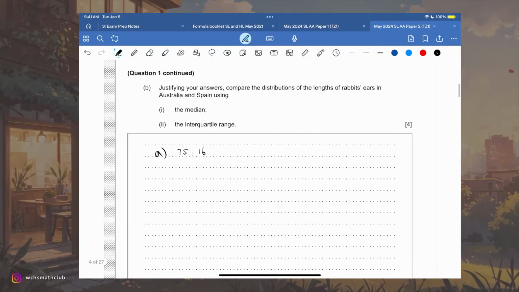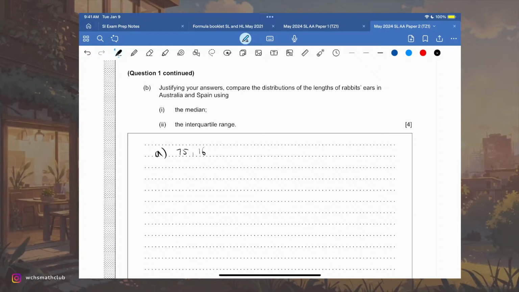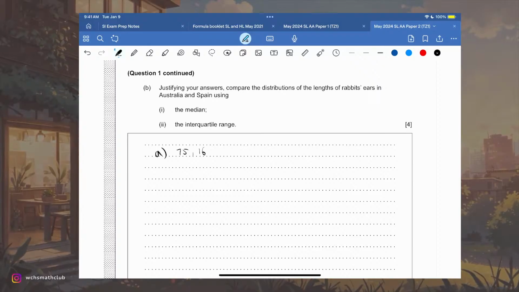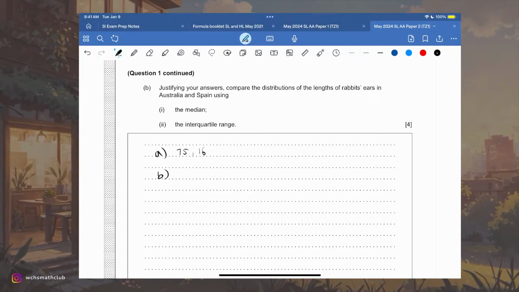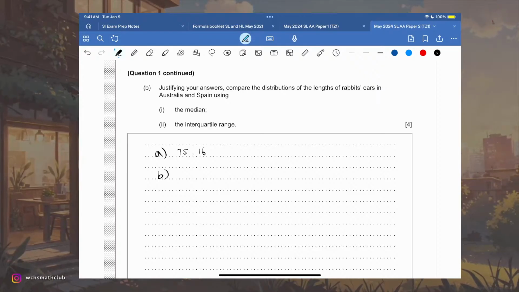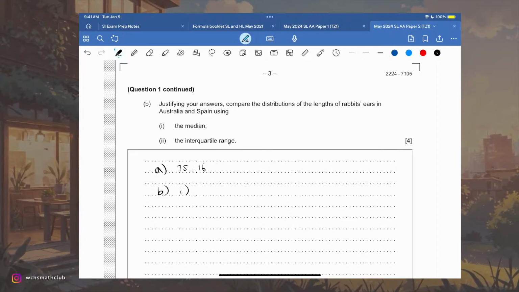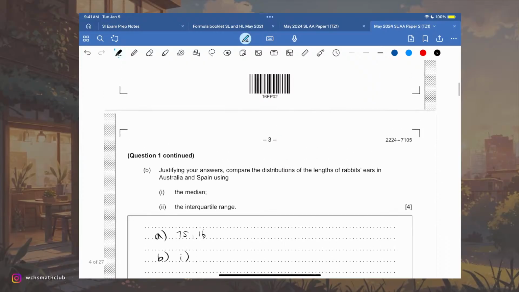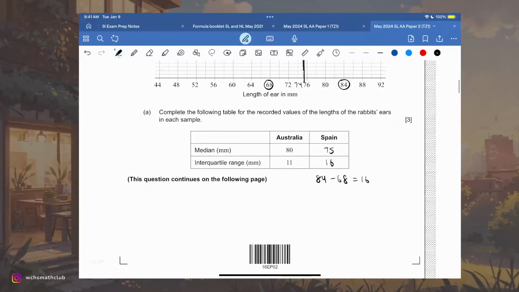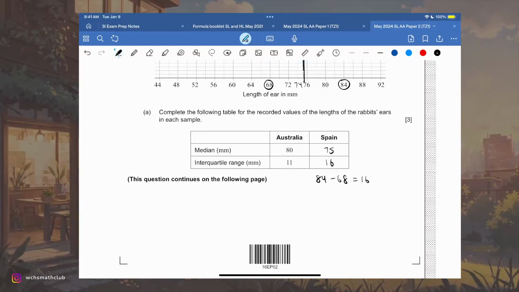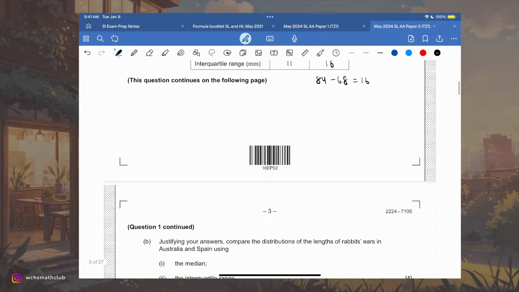Okay, let's look at part B. Justifying your answers, compare the distributions of the length of rabbit ears in Australia and Spain using (i) the median, and (ii) the interquartile range. So for (i), we see that Australia has a higher central tendency because its median is larger than Spain's median. Australia has a median of 80 and Spain has a median of 75. So a higher median means a higher central tendency.